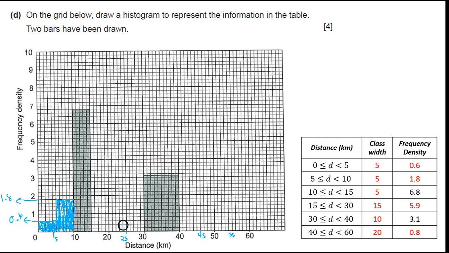Between 10 and 15, that is 6.8. Is it going to be the same one? 6.8, no, that one is drawn already. Between 15 and 30 is 5.9. It's about there in the middle. I think I made it at the wrong place now.